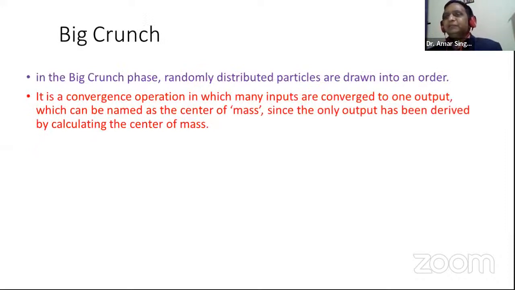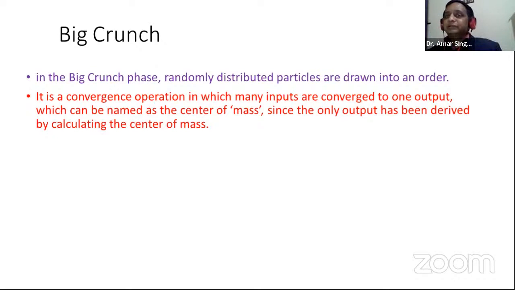In the Big Crunch phase, we shall compute the fitness of each individual in the population and select the best individual from that population. So selection of the best individual from the population is called the Big Crunch phase. In our population, we have many candidate solutions. So selection of the best candidate solution is called the Big Crunch phase. The best solution is called the elite.